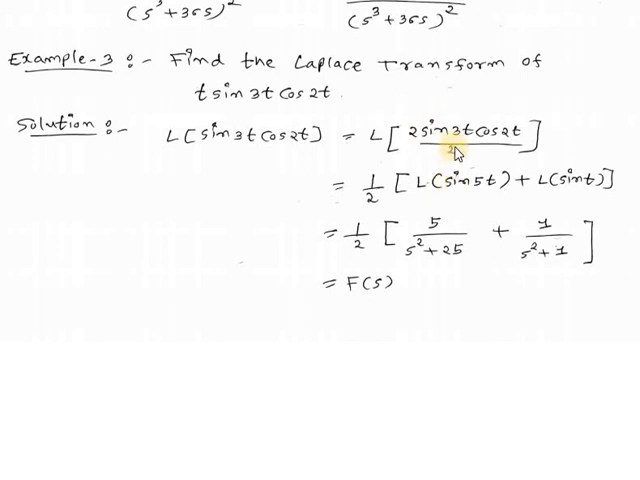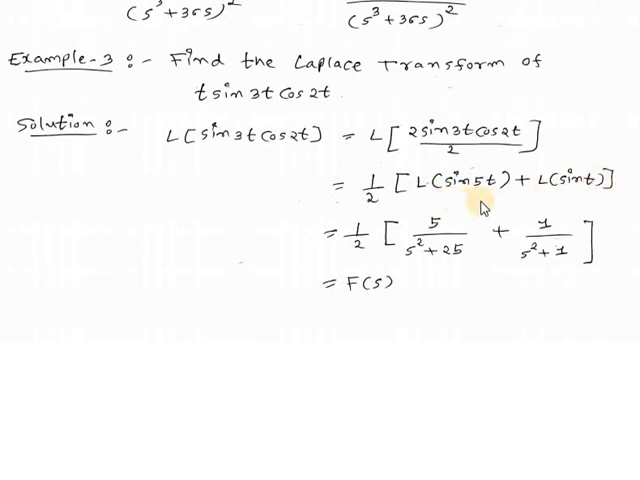So this can be written as sine 5t and sine t, because here adding the angles 3t plus 2t, it will be 5t, and then subtracting the angles, 3t minus 2t, it will be sine t. And 1 by 2 is common, so this can be written as 1 by 2 in bracket Laplace of sine 5t plus Laplace of sine t.